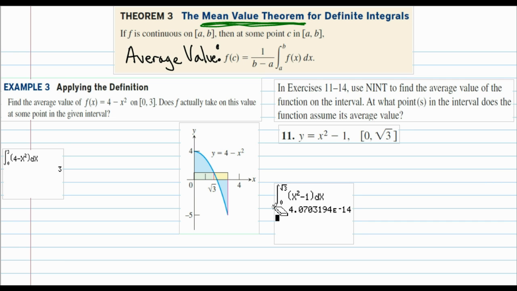Alright, so find the average value of f of x equals 4 minus x squared on the interval 0 to 3. Does f actually take on this value at some point in the given interval? Okay, so first of all, let's find the average value.